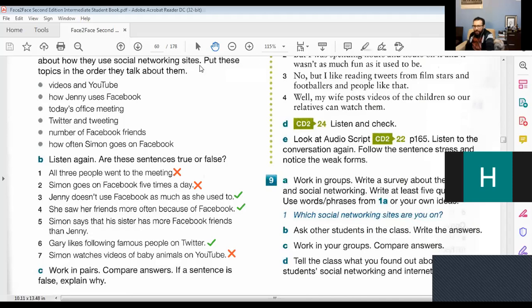And what about number 6? Is it true? Wrong. It's wrong. He doesn't dislike them. Gary likes following famous people on Twitter, football players and film stars. Yes, famous people. So these are famous people. Yes, that's right.